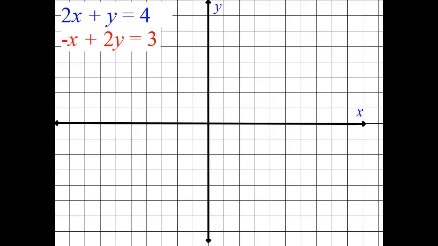I've got 2x plus y is equal to 4, and I've got negative x plus 2y is equal to 3. Why don't you go ahead and try to graph each of those lines independently, and then we'll look to see where they intersect, if they do, and we'll find the solution. So why don't you go ahead and graph those. Go. All right.